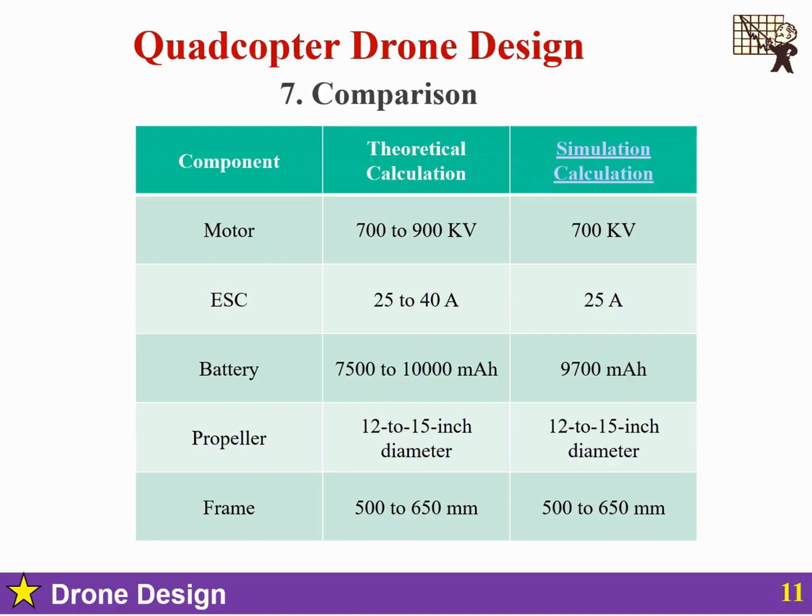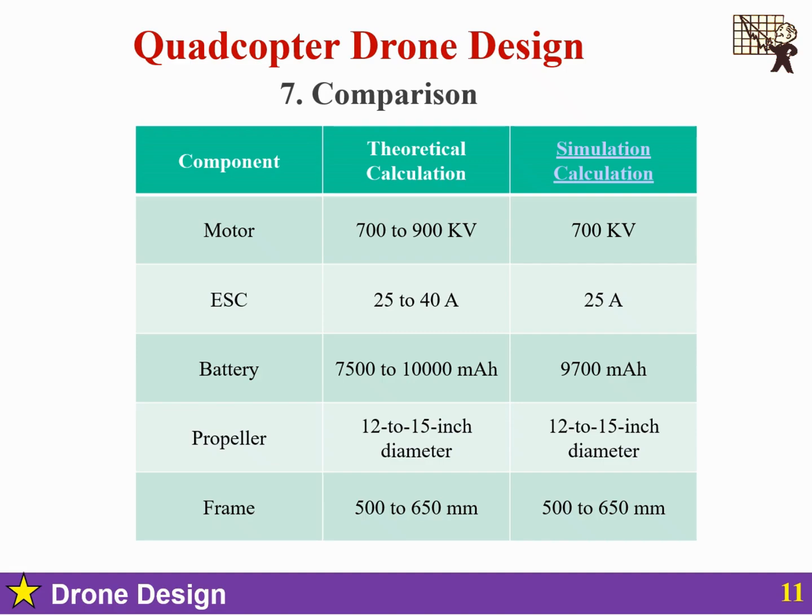The second is electronic speed controller rating, that is ESC rating. When we calculate it theoretically, it falls in a range of 25 to 40 amperes, and when we simulate it, it gives 25 amperes, which is also the minimum of the considered range of ESC rating.